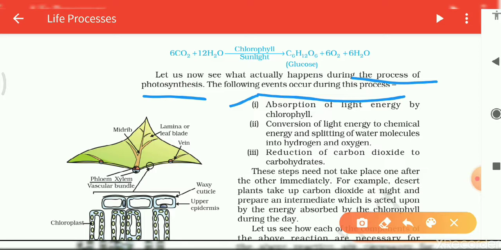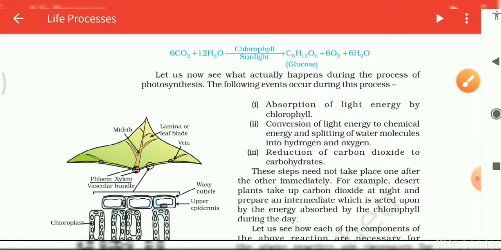It's true. Okay. Light energy means sunlight energy. Then sunlight energy is trapped by the chlorophyll pigment, which is green in color and present inside the leaves, inside the chloroplast organelle. Okay, the first point is this one. Now the second point is the conversion of light energy to chemical energy. Okay, it means sunlight energy is converted into chemical energy. Then inside the food, which energy is stored there? Chemical energy is stored there.